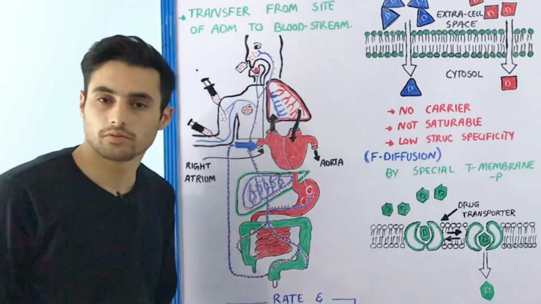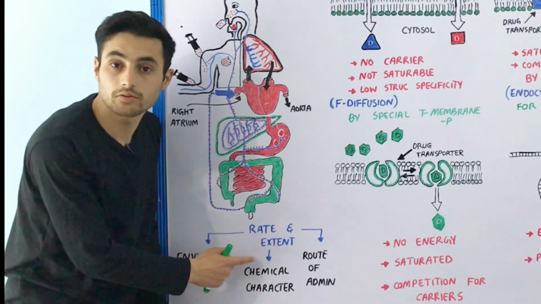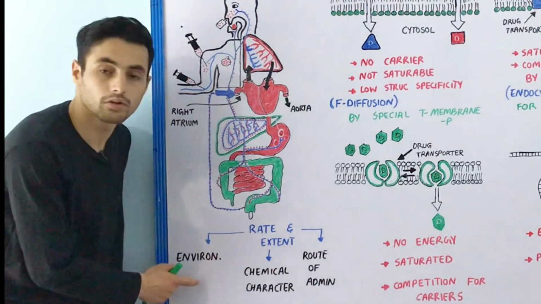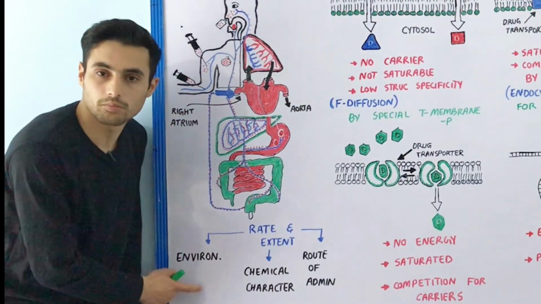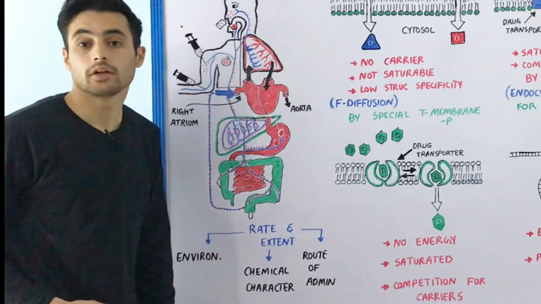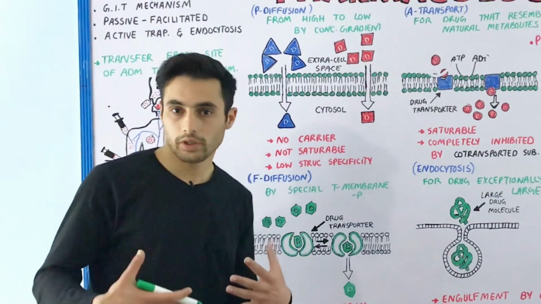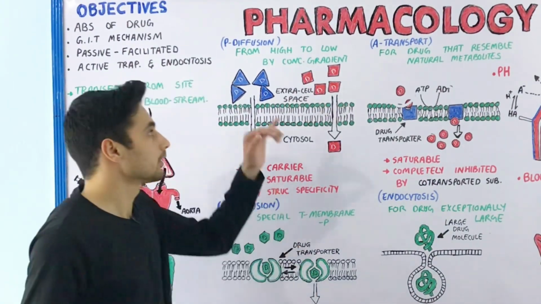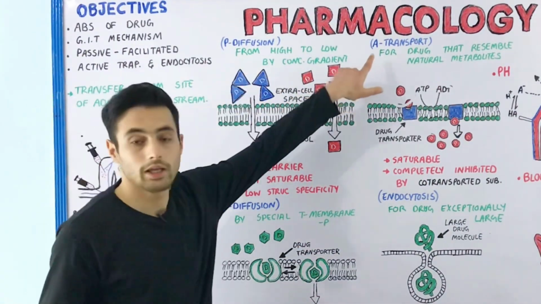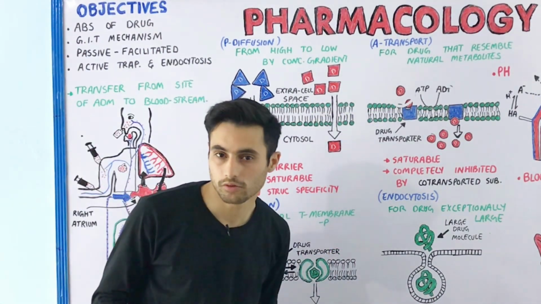Now, there are three major factors which affect the drug absorption. The rate and extent of the drug absorption depends upon the environment where the drug is absorbed, the chemical characteristics of the drug, and finally the routes of administration. Now, the gastrointestinal mechanism of drug absorption consists of the passive diffusion, active transport, facilitated diffusion and endocytosis.